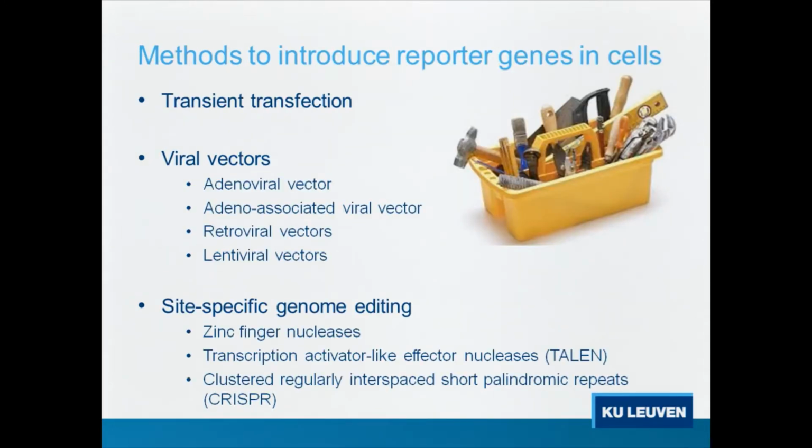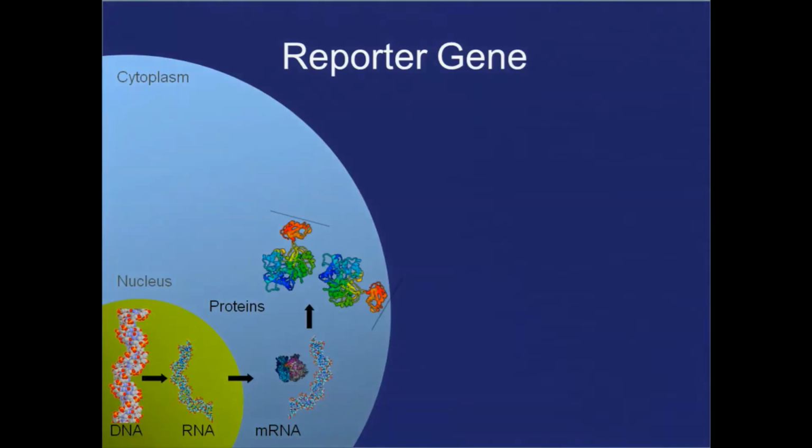Now, as I already mentioned, we have a toolbox at our disposition, and this ranges from some very simple and basic lab techniques that most of us have all done, going from transient transfection to the use of more sophisticated viral vectors that I will explain in detail. And then more recently, and very exciting, we have new site-specific genome editing tools at our disposition, and I think that these can become very interesting for the use of reporter genes in the future, and we will discuss those also in detail.